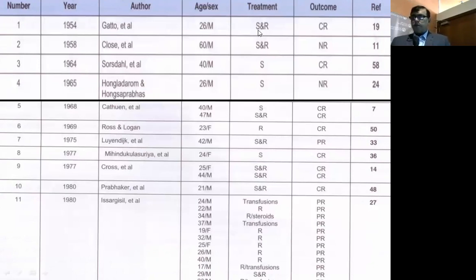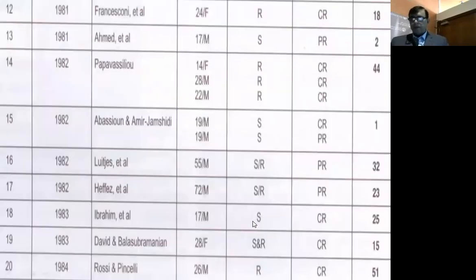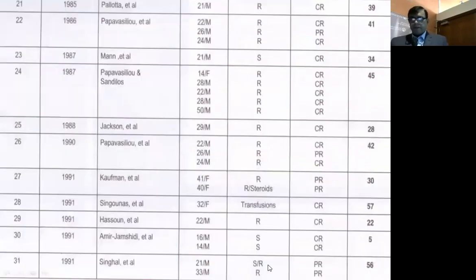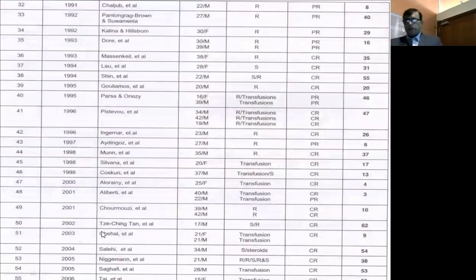Here, the treatment was surgery and radiotherapy. In this case, in 64, it was just surgery, and so on. So it will tell you here in 1980, these cases were treated only with transfusion and steroids. Continue the list. These cases were treated by radiation, surgery, and so on, surgery and radiation, and so on. 91. Until we reach the year 2006, all these cases are documented. Spinal cord compression due to extramedullary hematopoiesis.